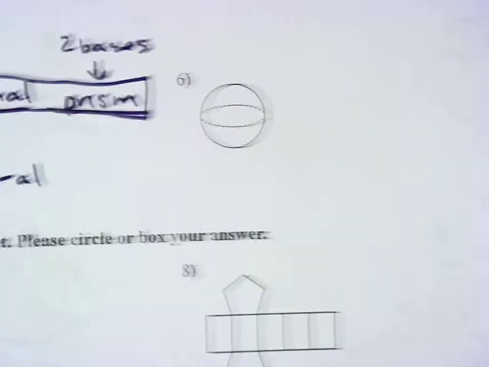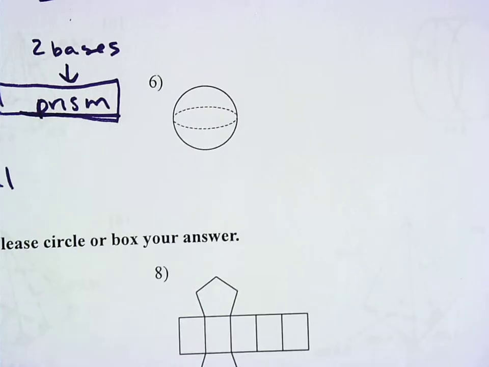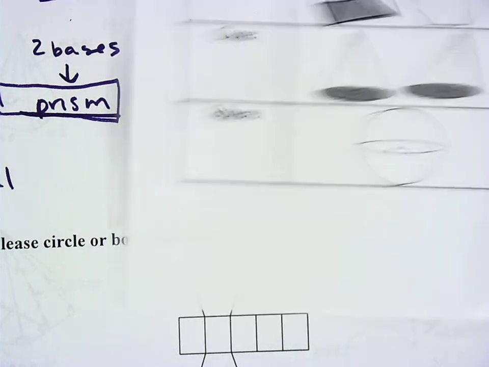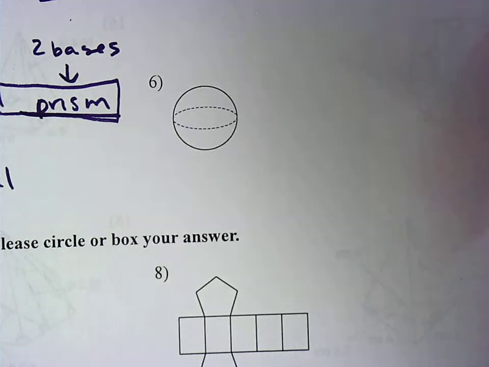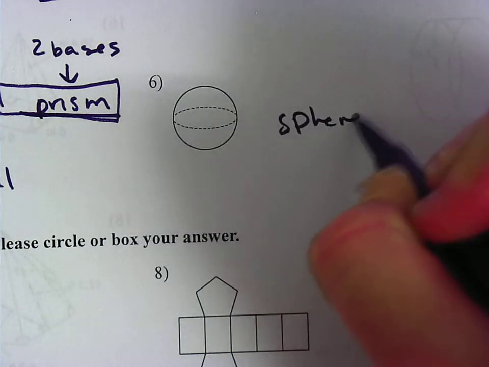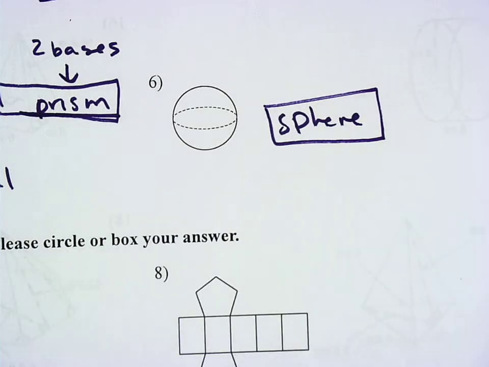Okay, and let's look at 6. This is a 3D solid that we haven't talked about yet. And actually, it's just on your cheat sheet. A ball is also called a sphere. That's it.